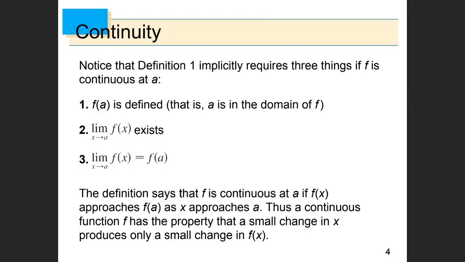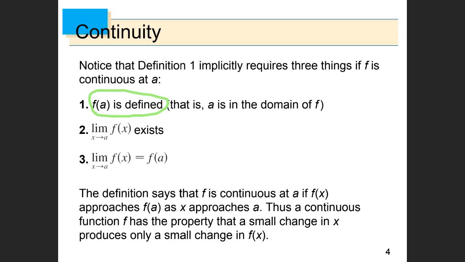So the first thing is f of a must be defined. Very, very important. It means a needs to be in the domain of f. If I ask you whether this function is continuous at a number a, and you plug a directly into that function and it's undefined, then you conclude that you don't even need to test number 2 and number 3. If any of them fail, then you conclude that the function is not continuous at that number a. So we say it's discontinuous at a.